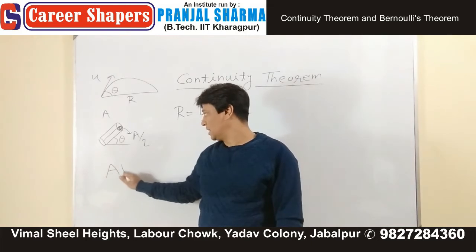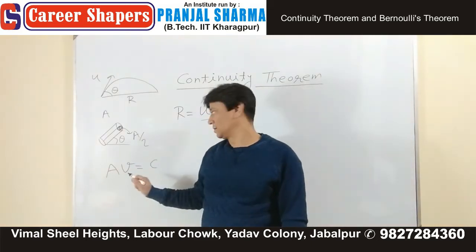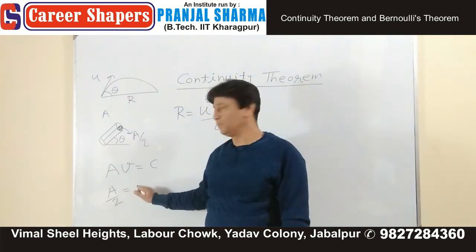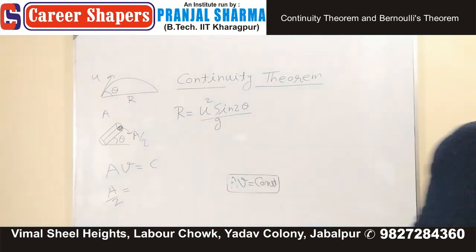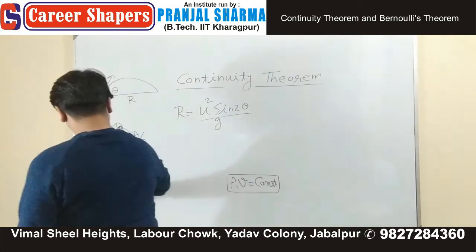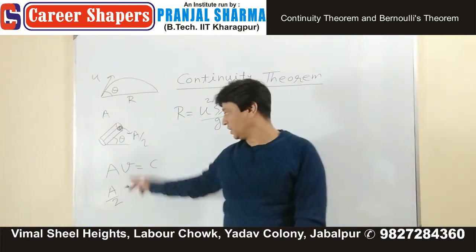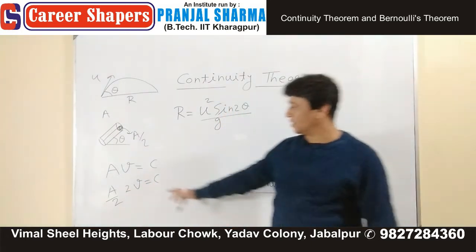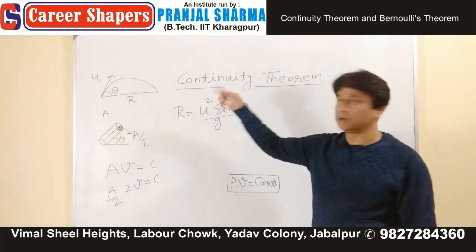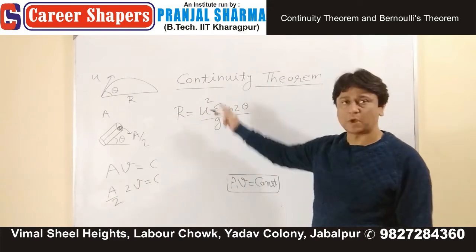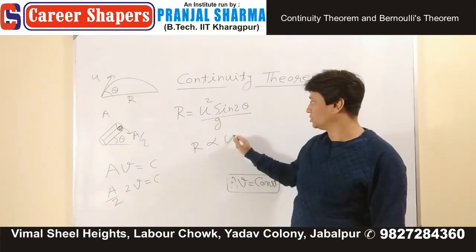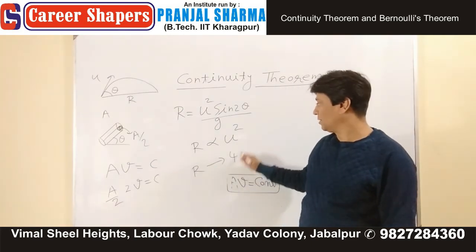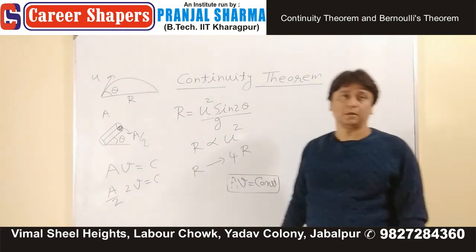Product of a and v is constant. So if you make a by 2, then v should become 2v. Then only you can keep the constant the same. So if you double the speed from u, it becomes 2u, and u square becomes 4 times. So you can see that range is proportional to speed square. And therefore from r, it will become 4r.